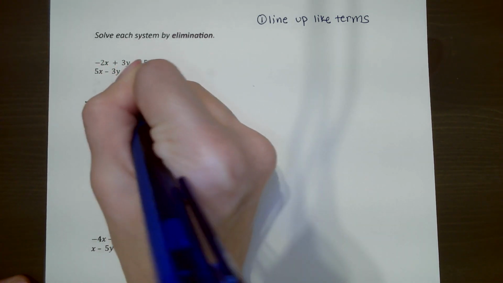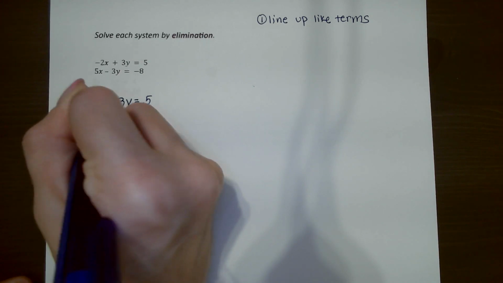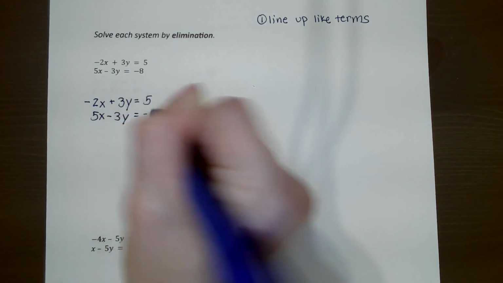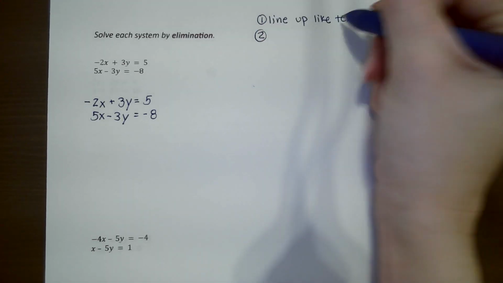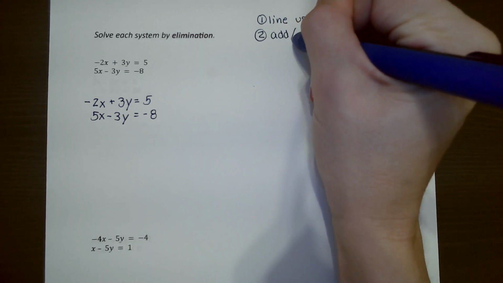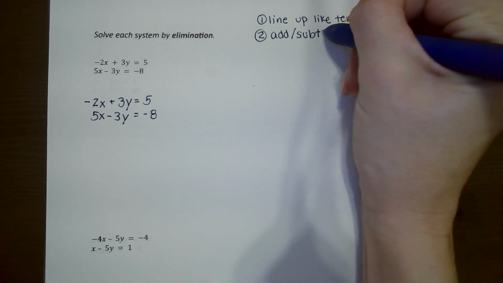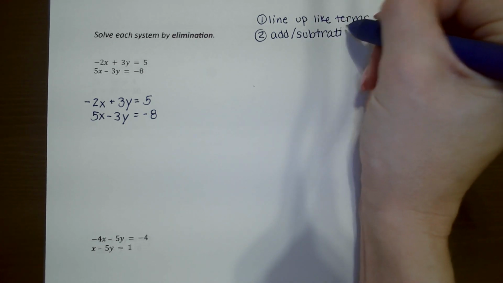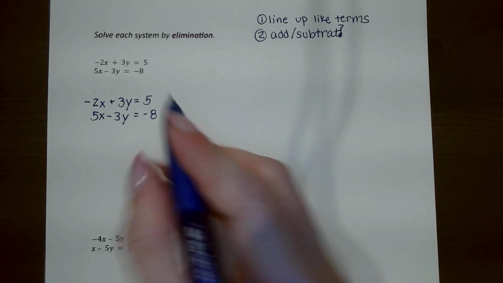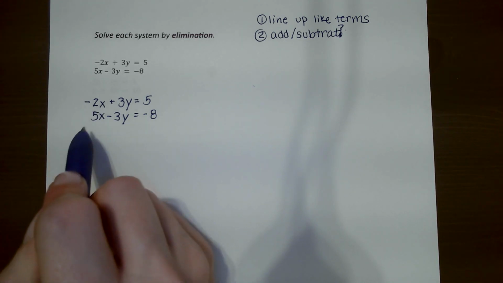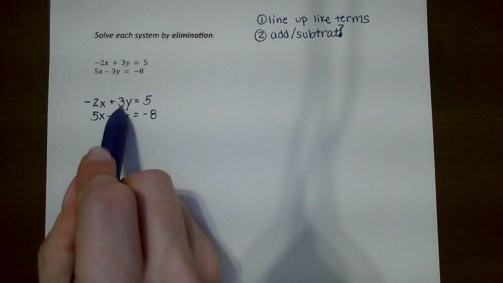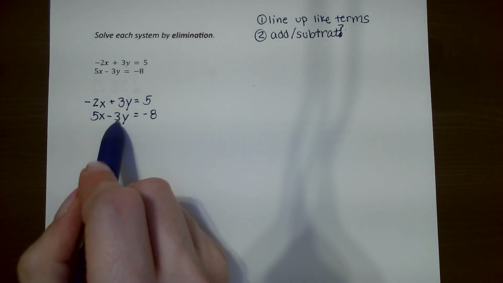So negative 2x plus 3y equals 5, and 5x minus 3y equals negative 8. Now, step number 2, after we've lined up our like terms, we have to decide, are we going to add or subtract our two equations to eliminate one of those variables? Add or subtract. So here, negative 2x and 5x, they don't have the same coefficient, so those won't eliminate as is. But 3y and 3y, those are the same coefficient.